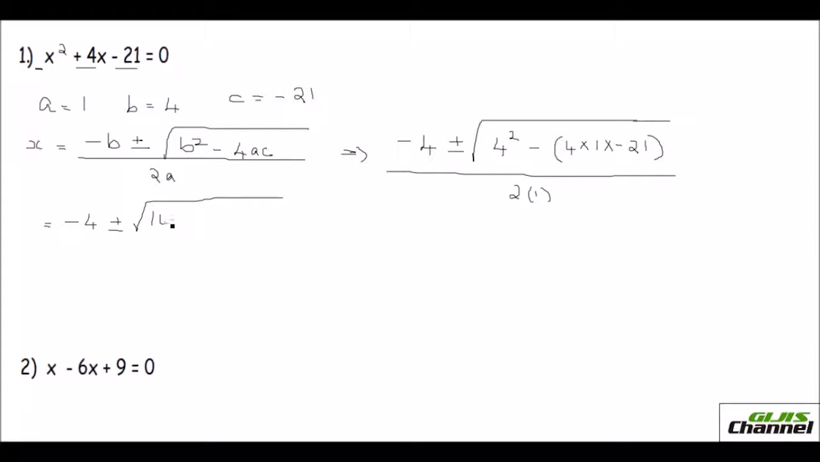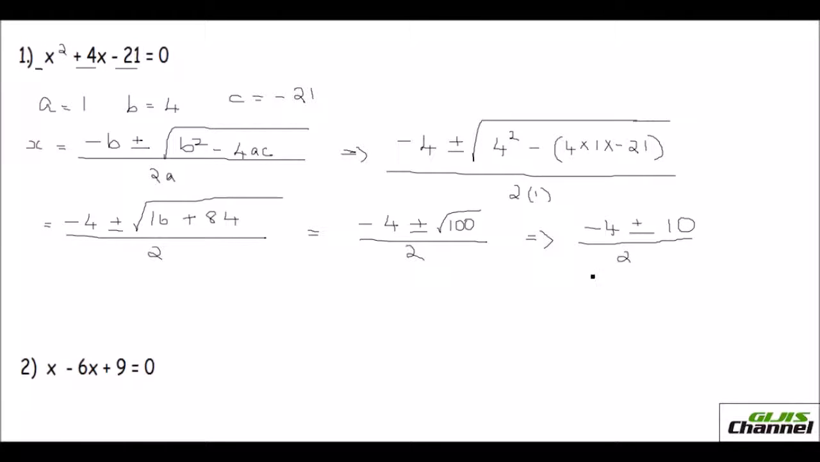Now you multiply 4 times 1 times 21, that is plus 84, divided by 2a, that is 2. 2 times 1 is 2. So that gives you minus 4 plus or minus square root of 100 divided by 2. That implies minus 4 plus or minus 10. Root of 100 is 10, divided by 2.